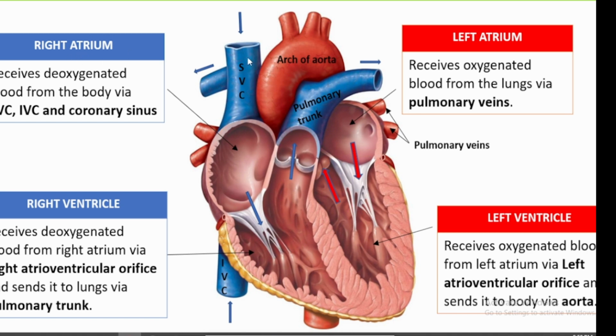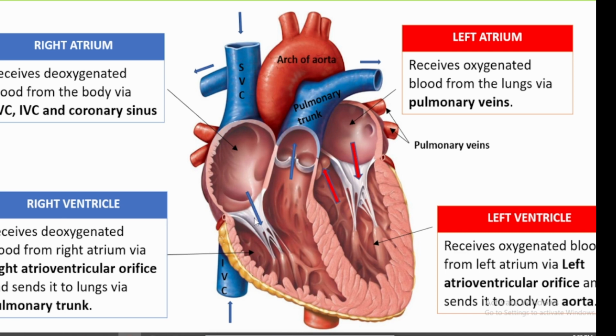So you can see this superior vena cava right here, inferior vena cava right here, and we have the pulmonary trunk right here. We are saying that the right atrium receives deoxygenated blood from the body through the superior vena cava, inferior vena cava, and coronary sinus. So it is receiving blood from all these three. Now after it receives the blood, it is pumping the blood.